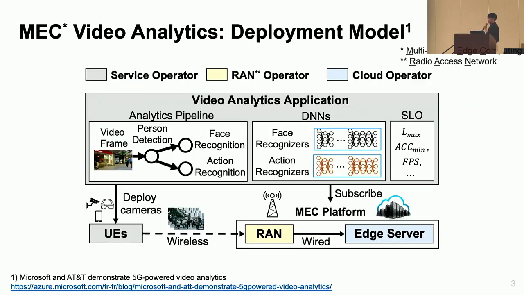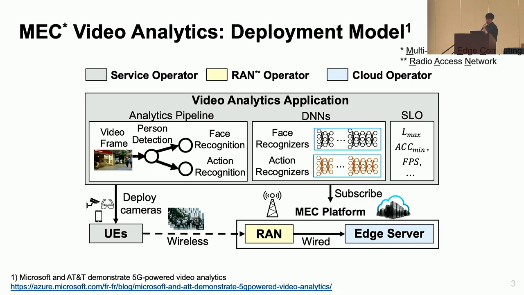So in recent years, multi-access edge computing, or MEC, has been getting increasing attention as a key enabler for low latency video analytics. So this figure shows the deployment model of our target scenario, which reflects the recent real-world deployment example from Microsoft and AT&T. There are 3 parties involved here: the service operator who actually deploys the video analytics services, and the radio access network and the cloud operator that co-provision the MEC platform, like Microsoft Azure Edge Zone.